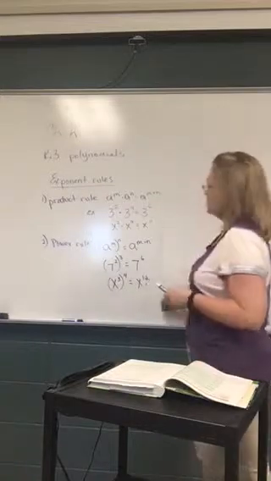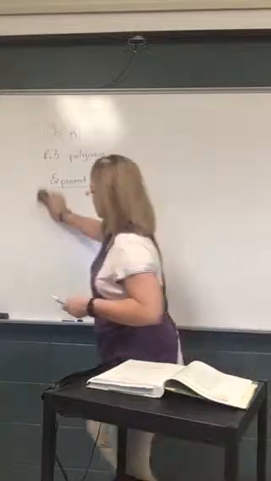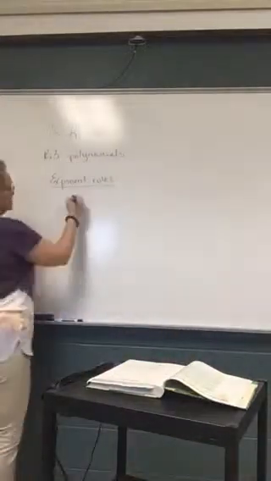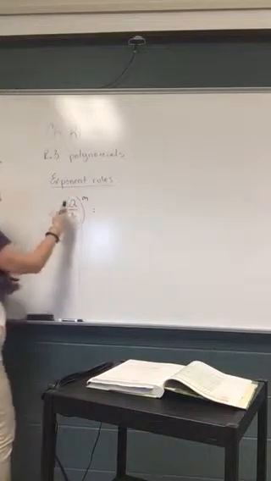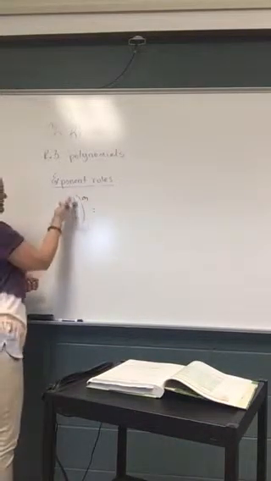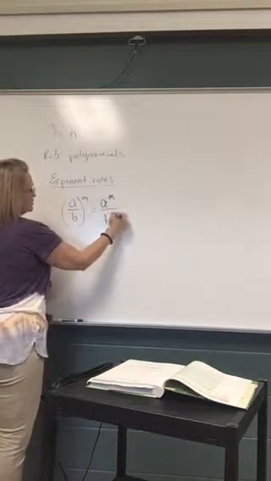Another reiteration of the power rule is whenever it's a fraction. So still thinking about the power rule, if you have a over b to the m, a numerator and denominator, the power rule tells us both parts should be taken to that power. So a to the m over b to the m.